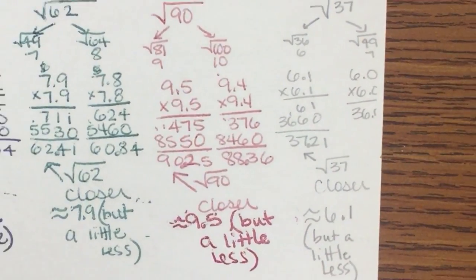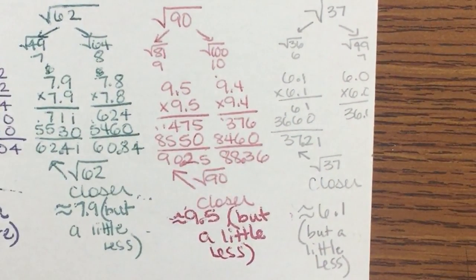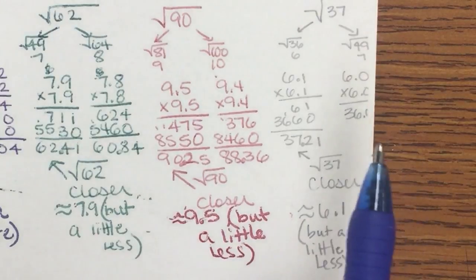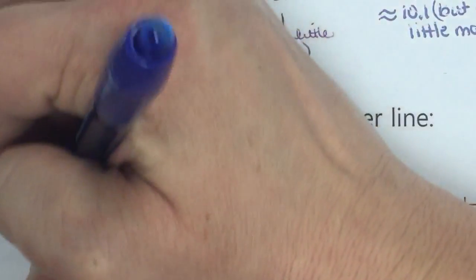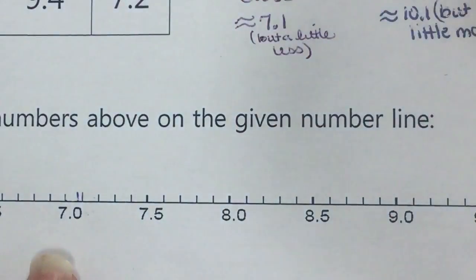All right, and here are the last two. All right, so let's go ahead and start putting these on the number line. Again, we said that the square root of 50 should be right here, just under the 7.1.